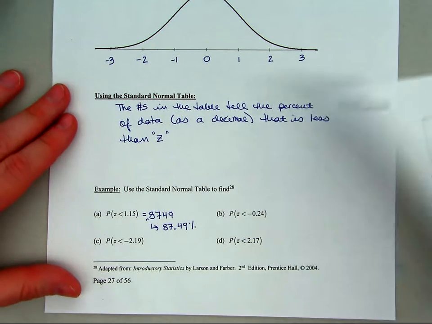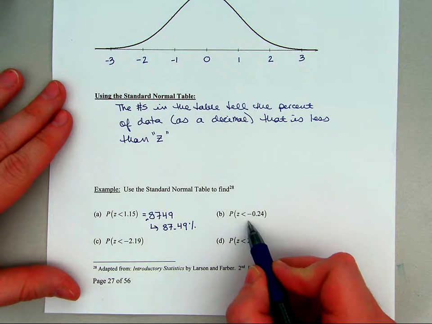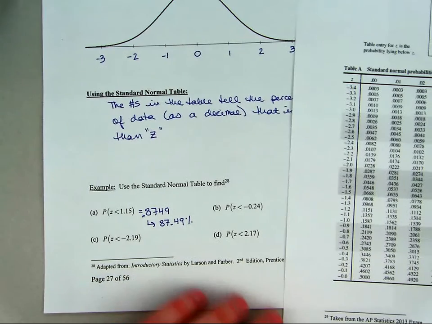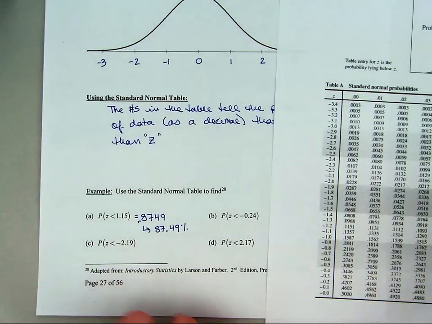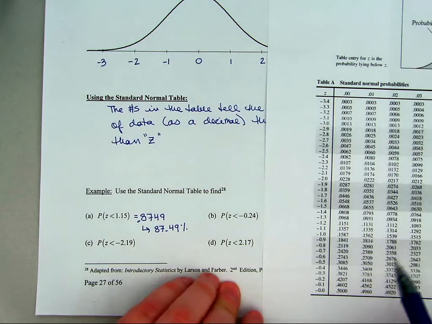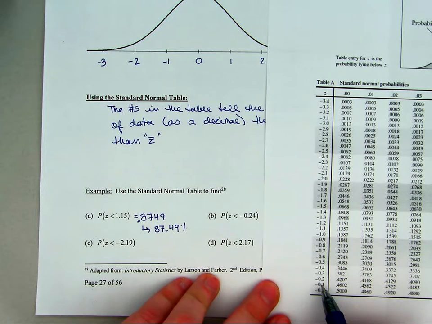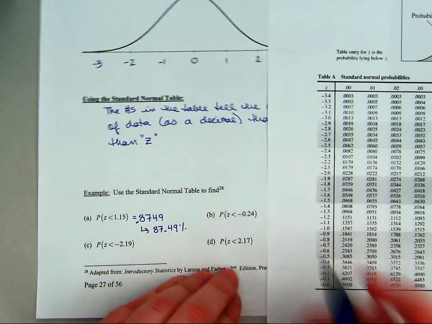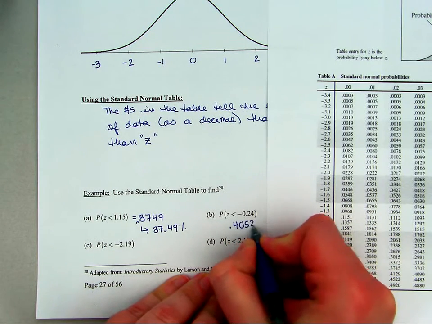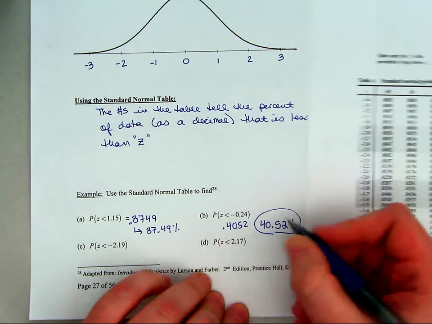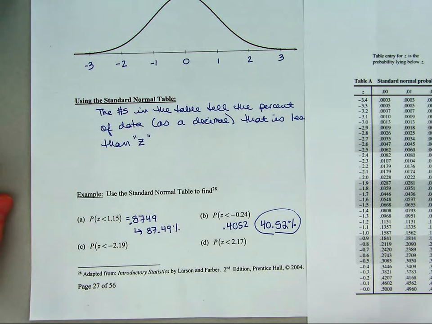If we're asked to find the percent of data less than -0.24, well, I'm going to go to my negative table, which is on page 28. And as I think I mentioned last time, you will get a copy of this table for all tests and quizzes involving this stuff. Less than -0.24. So I'm going to go down to my row for -0.2. I'm going to go over to 0.4, and I'm going to see that 0.4052 is the number in the table. Let me write that down, which is telling me that 40.52% of my data has a z-value less than -0.24.